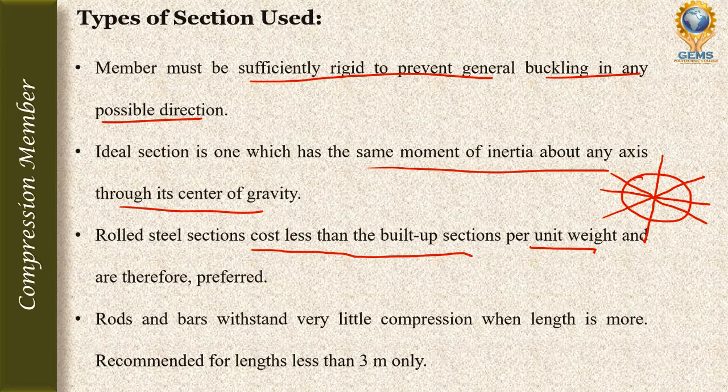Let's see one by one which section is used. If you take rods and bars, these can withstand very little compression. When the length is more, they can withstand only a very small amount of compression, so we cannot use them for a longer length. These rods and bars are recommended for lengths less than 3 meters only.